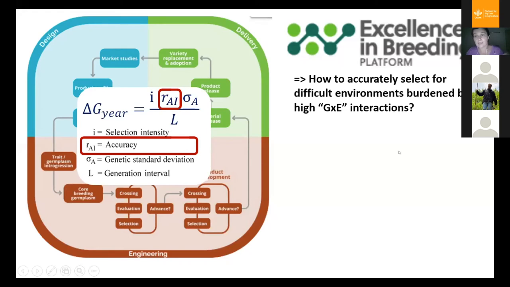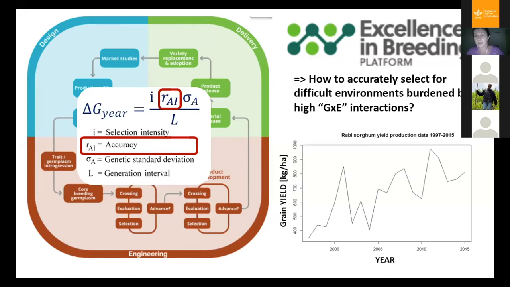So, as I was telling before, all our centers work towards improvement of production of agri systems in very complex environments, the most complex you can imagine. So how do we select accurately for situations where the yields are wildly fluctuating between the years? You can see one small example of post-rainy sorghum in India in one district. Here on the bottom you have years, here you have the production, so you see that every year we go from crop failure to at least some yield. So how to address this?